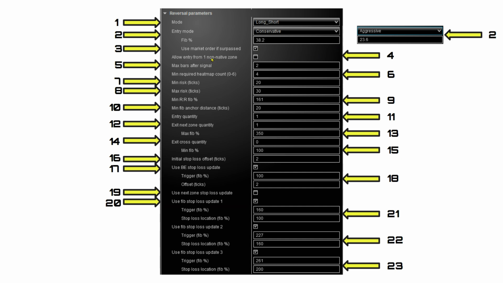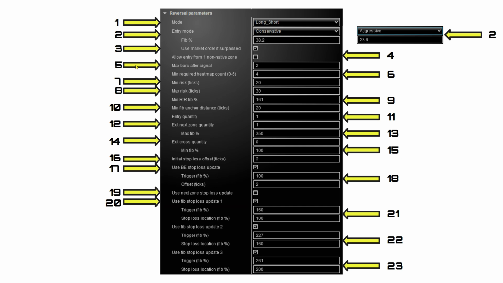Allow entry from one non-native zone. Remember, Zone Trader Pro is about confluence. So we're looking for confluences of more than one support or resistance zone together. But we don't necessarily use it on reversals. But when we come to the continuation, we do allow entry from one non-native time zone. So if you're on a 5 minute and you've just got a 15 minute up above and it pushes through, then we could use that. That's that sort of situation where it's a higher time frame, but there's only one of them. So there isn't a mixture of 15 and 30 together.